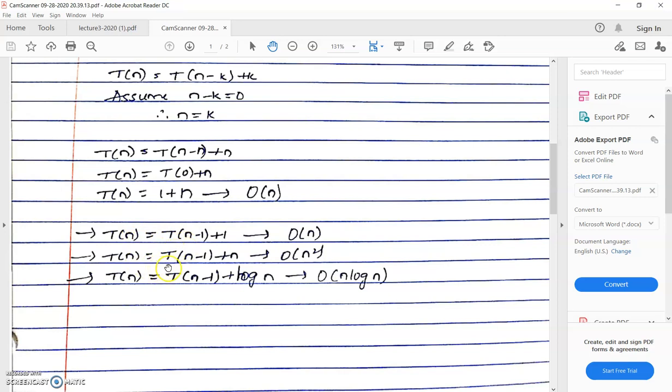And T(n) = T(n-1) + n is big O of n squared. And if it is log n, it's going to be big O of n log n. These are the equations that were explained by our professor during class. I'm just going to explain the basic one, but all of the other explanations are available in our class recordings.